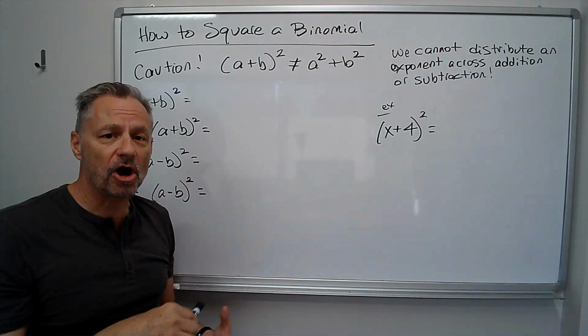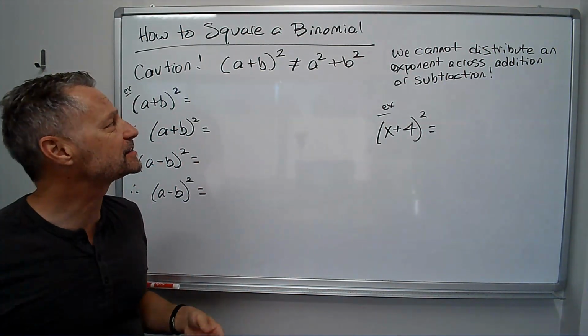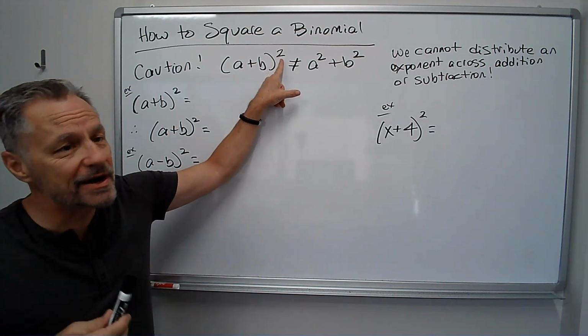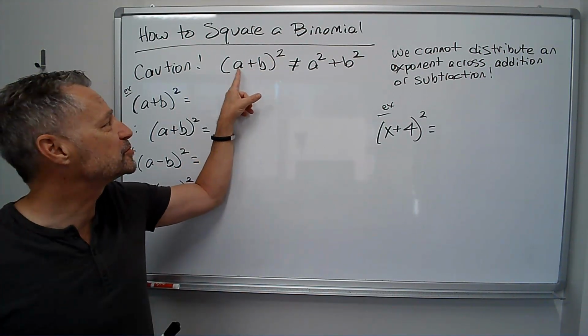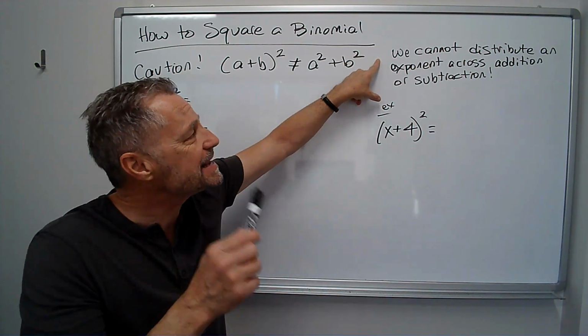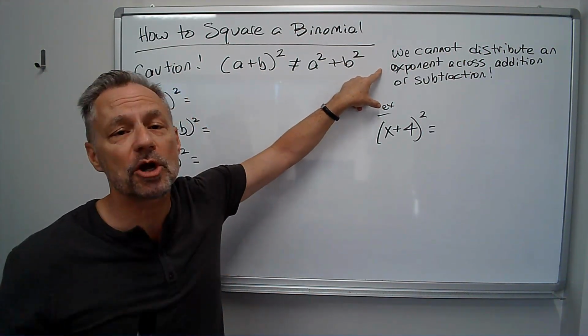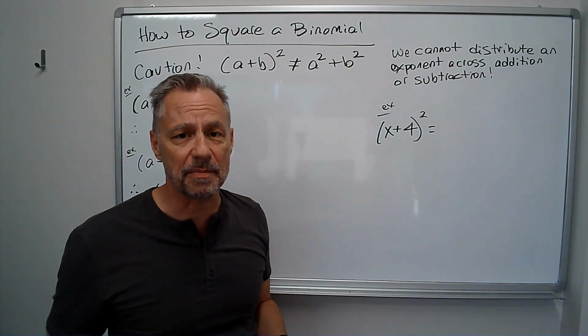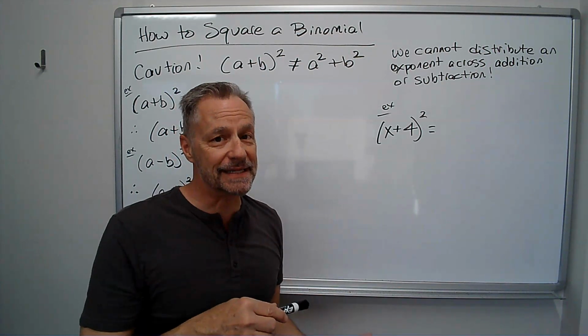This is one of the common mistakes students make in class: they just want to distribute the exponent, squared in this case, across addition or subtraction, just square each piece individually. You cannot do that. So I write here, we cannot distribute an exponent across addition or subtraction. Not only for 2's, for any exponent that's out there. Let me show you what it really is.